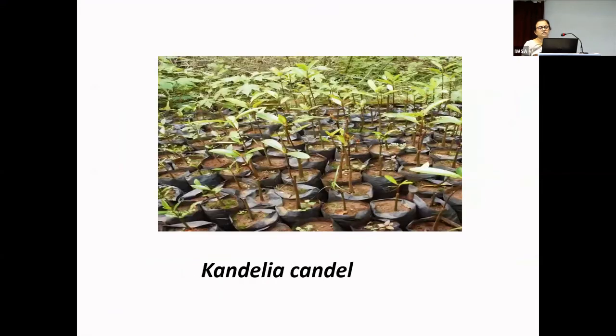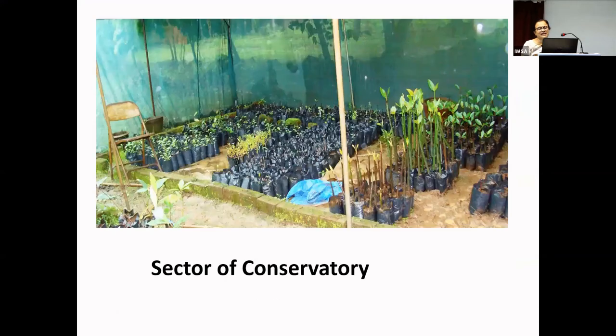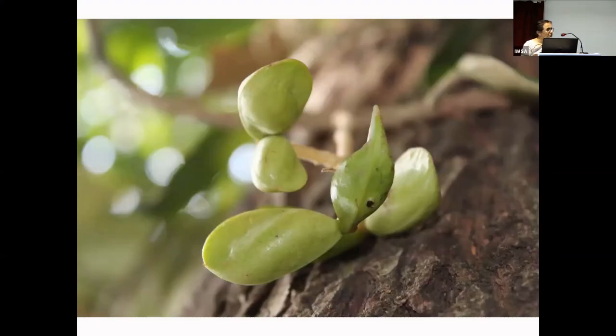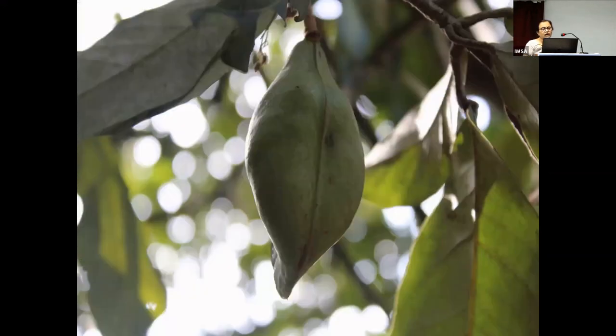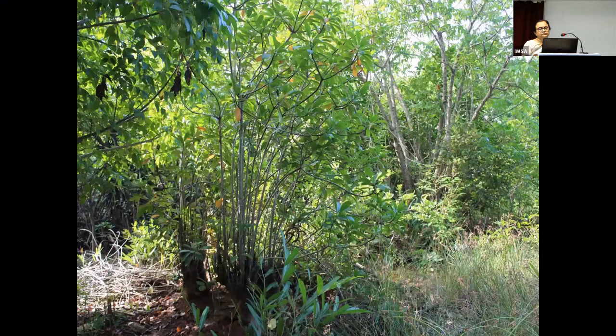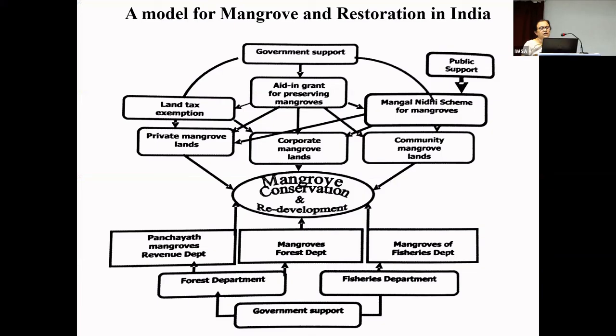So we can go through the slides. I would suggest that maybe you can show them when the discussion is going on at the end. Yeah. So this is the site of Sundari. Yeah. And this is the Vengurla site. We have done the plantation. This is one model for mangrove conservation and restoration.